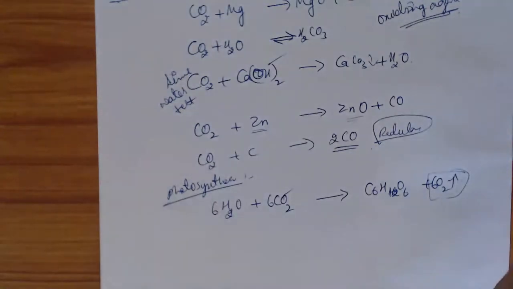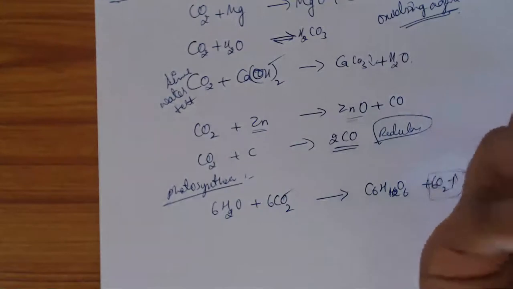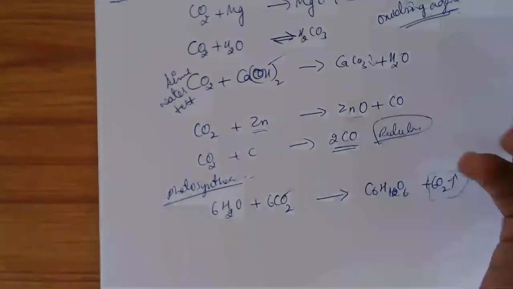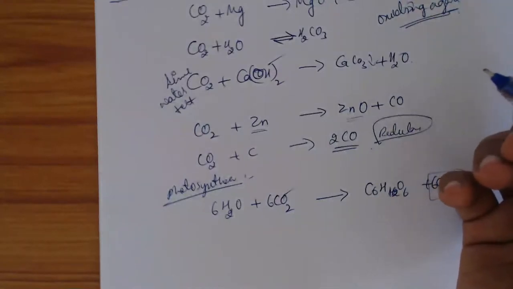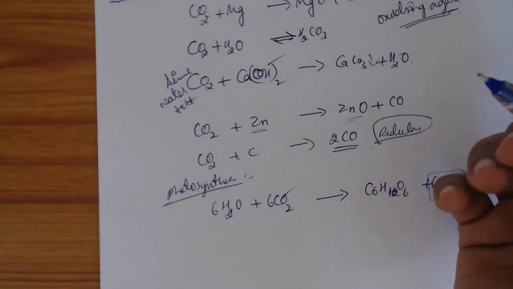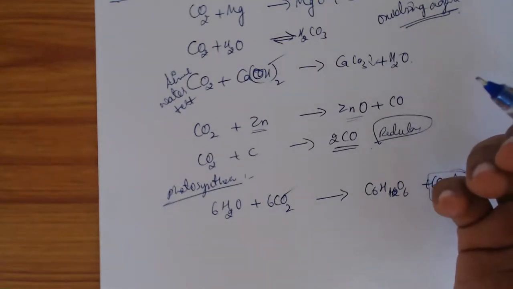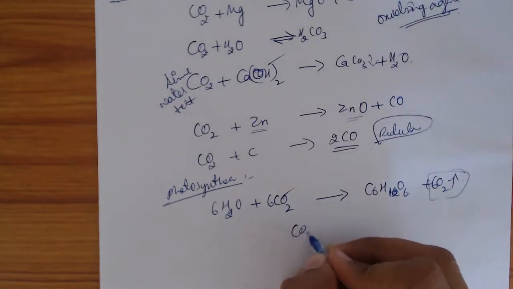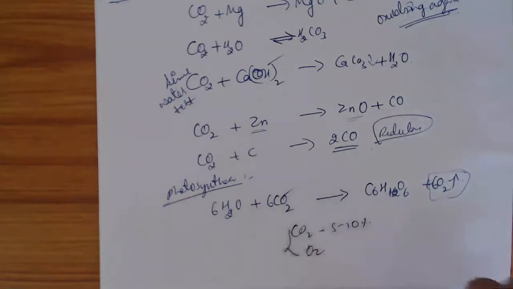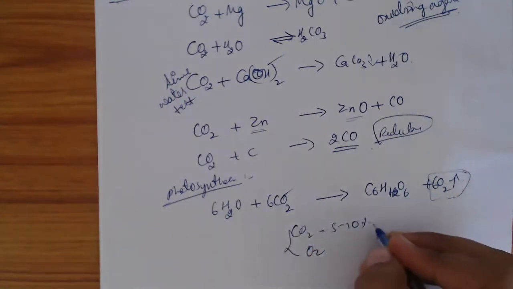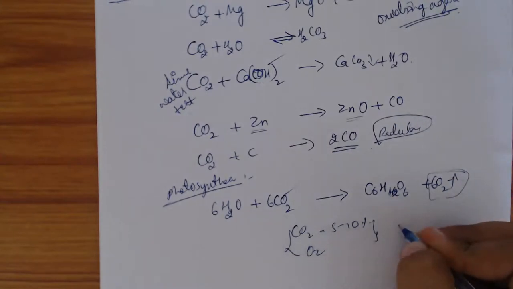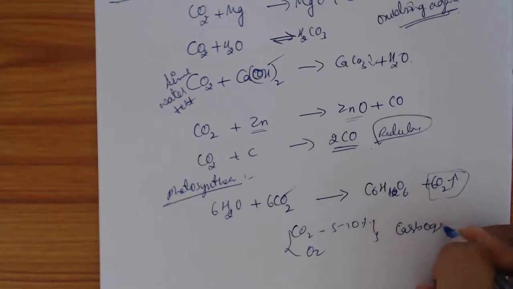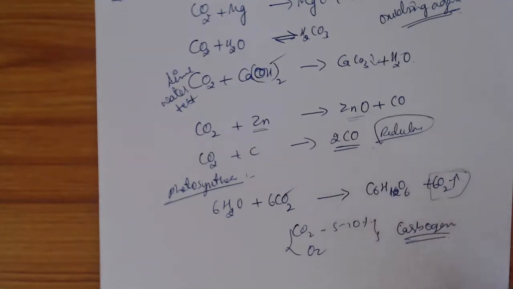Okay. Next, it is also used in the manufacture of soda. It is also used in carbogen, a mixture of O2 and CO2, for artificial respiration, especially in pneumonia patients. For pneumonia patients, a mixture of 5 to 10% CO2 in O2 is given. The mixture of these two is used for what? Oxygen cylinders or artificial respiration, especially for pneumonia patients. This mixture is called as what? Carbogen. Okay. And this can also be used as a fire extinguisher.